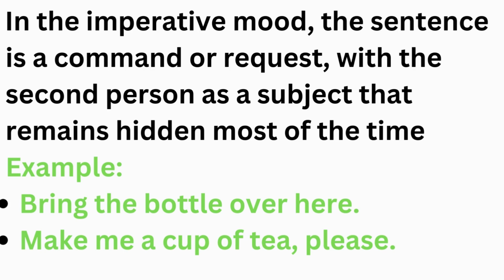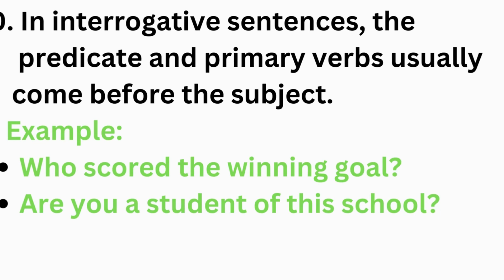Now, the last but not the least is rule number 10. In interrogative sentences, the predicates and primary verbs usually come before the subject. So what this means is that you have the predicate or the verb coming before the subject, and this applies to interrogative sentences. As I earlier mentioned, an interrogative sentence is a type of sentence you use in asking questions. For example, who scored the winning goal? You see, who scored? Scored comes before the winning goal here. Who scored the winning goal?